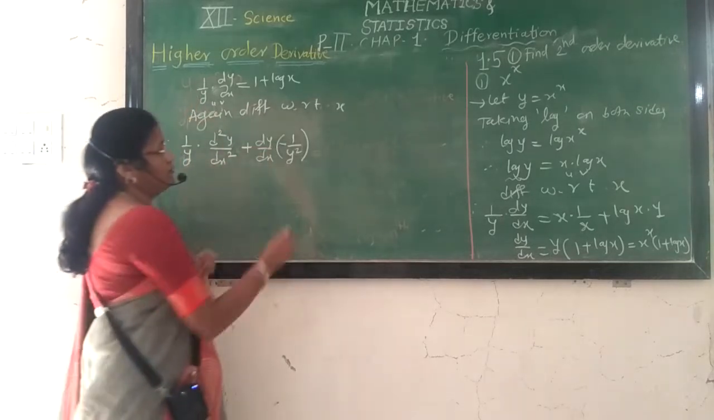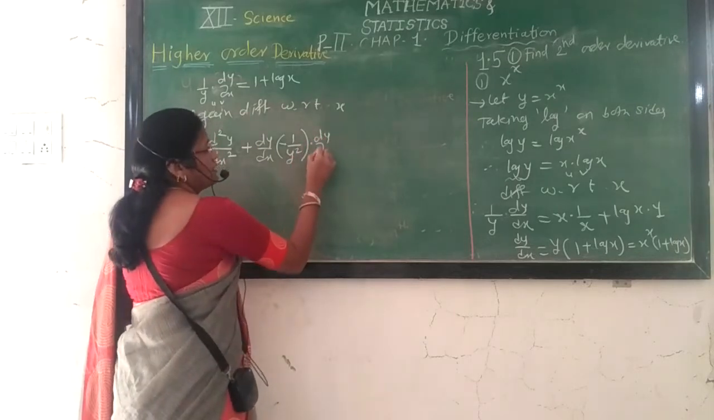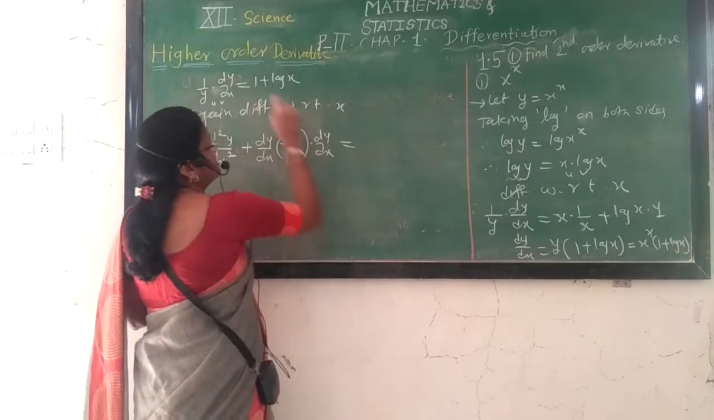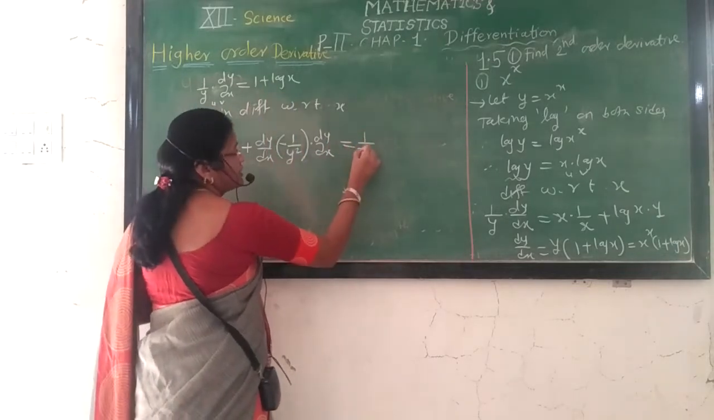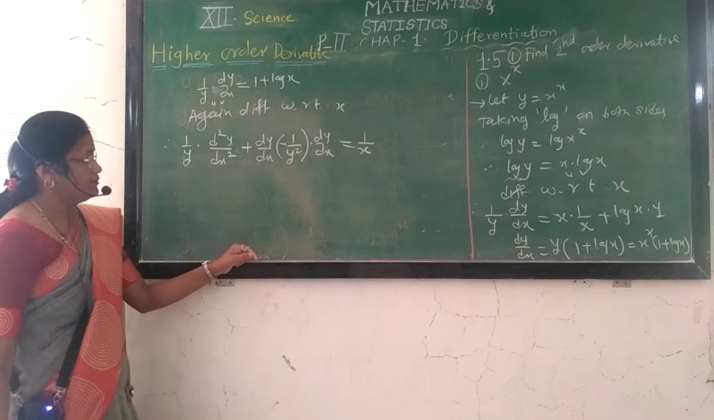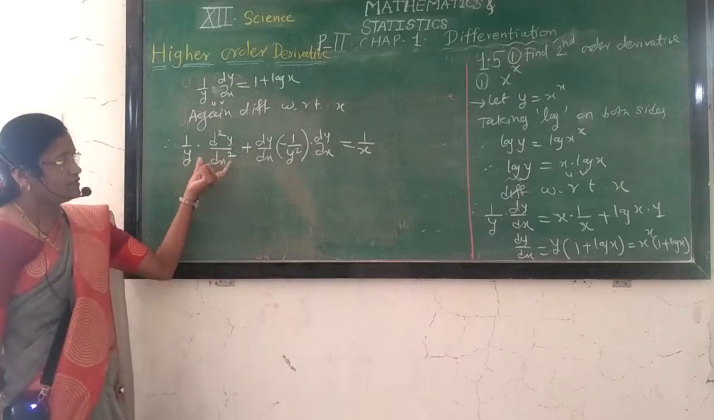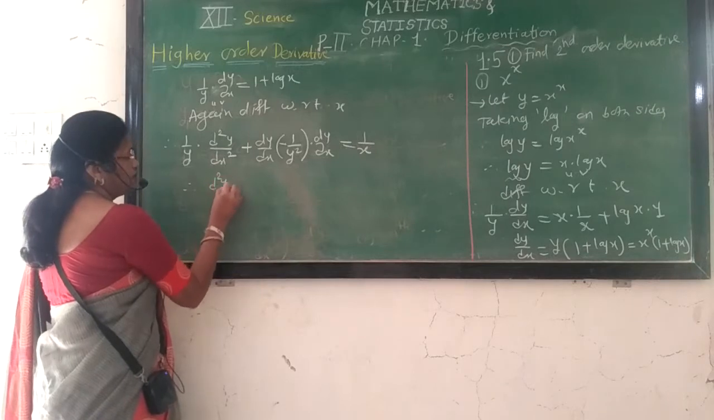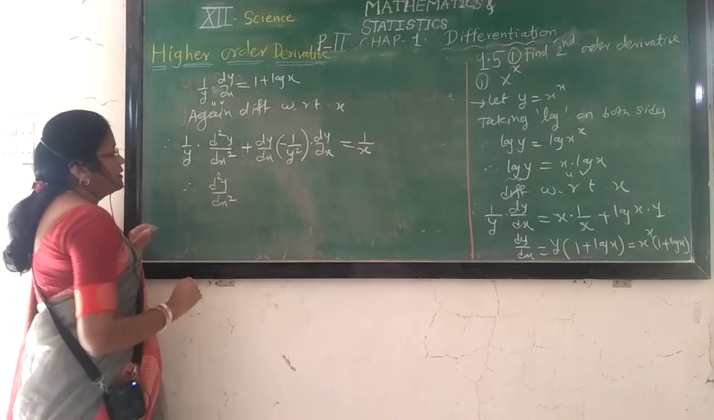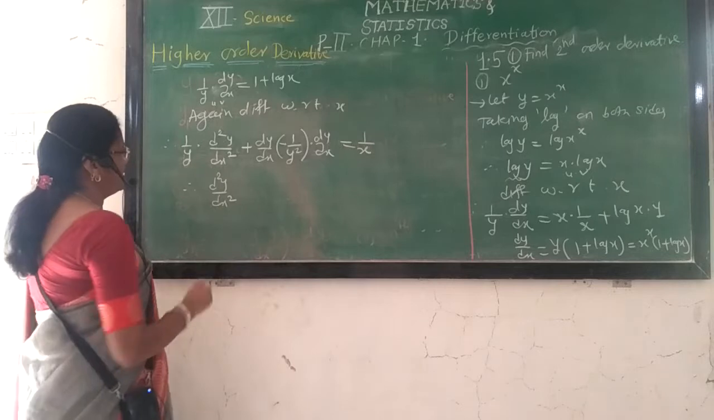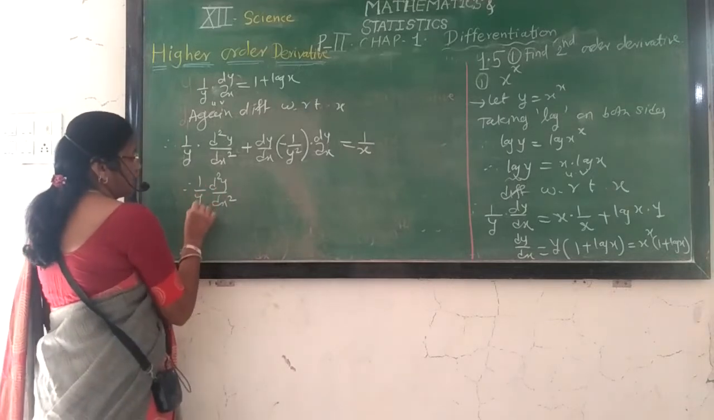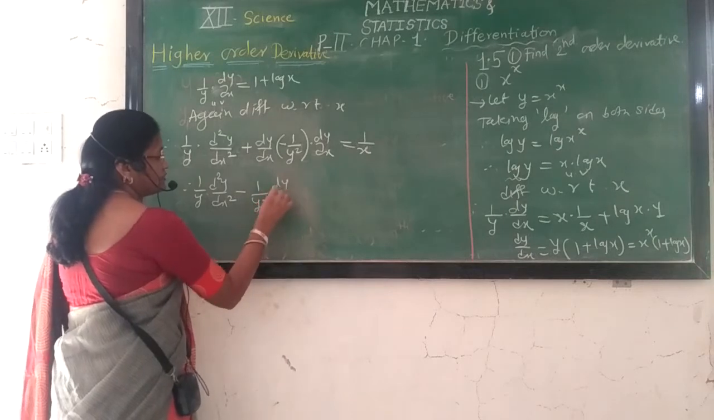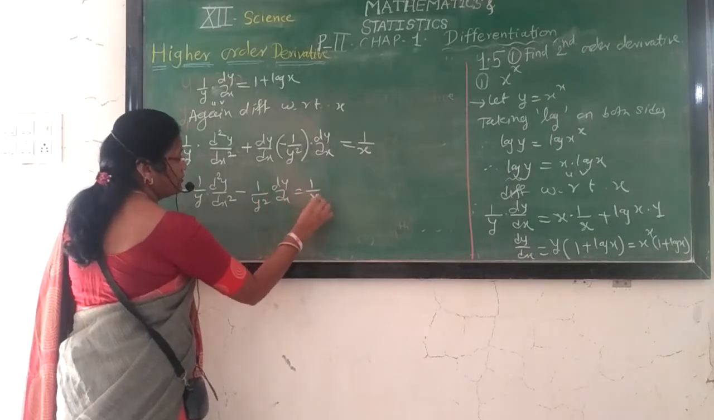Now again find the derivative of y with respect to x, that is dy by dx. For the right side, the derivative of 1 is 0 and the derivative of log x is 1 upon x. To find d2y by dx square, we simplify this. Here, 1 upon y into d2y by dx square minus 1 upon y square into (dy by dx) square is equal to 1 upon x.